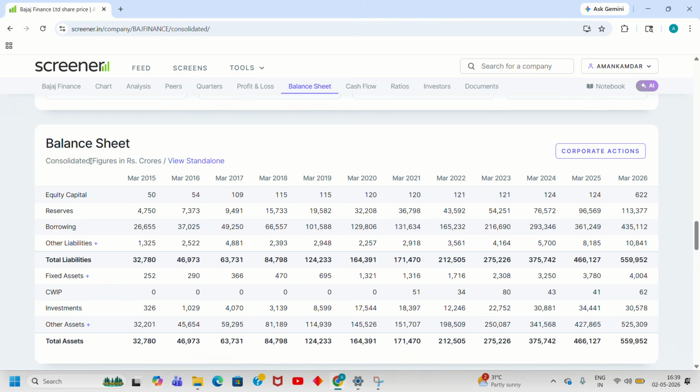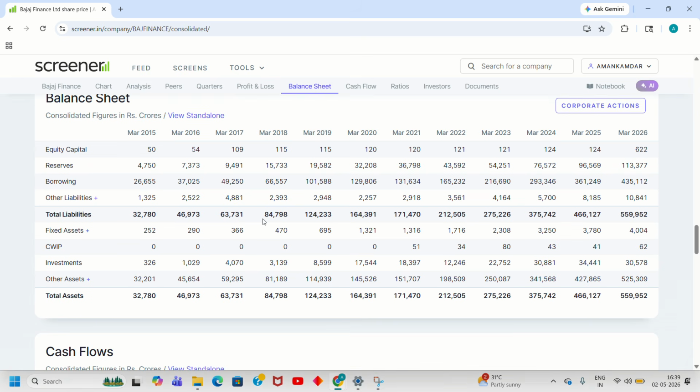Now we move on to the balance sheet. So the balance sheet data is from March 2015. And now the equity capital, the company has raised equity capital substantially last year, which is in March 2026. Now the reserves have also been increasing. However, borrowings are also increasing year on year.